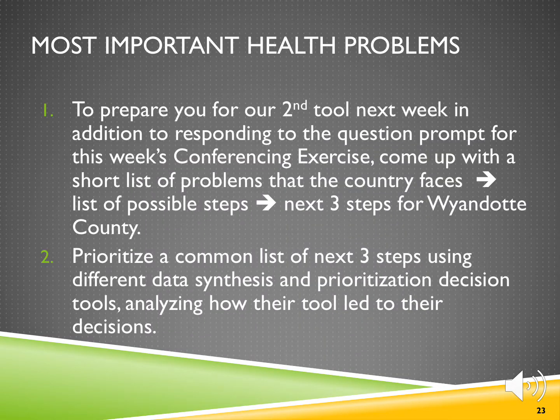To prepare you for our tools next week, in addition to responding to the question prompt for this week's conferencing exercise, come up with a short list of problems, as we did with the scorecard exercise, that Wyandotte County faces. Be sure that you're contextualizing within this ecological framework that we've introduced here. Then, come up with a list of possible steps to intervene. Does this county have the capacity for these steps? Once you determine which steps are doable in Wyandotte, using different data synthesis and prioritization decision tools, analyze how the specific tool led to the decision you've come up with.